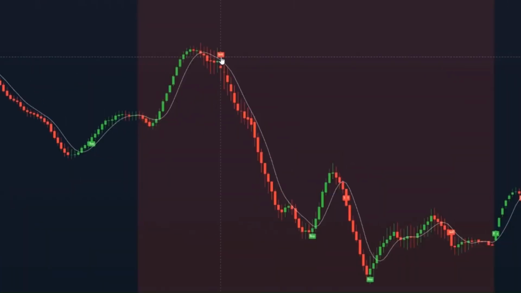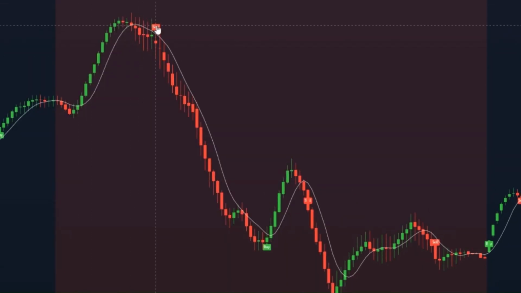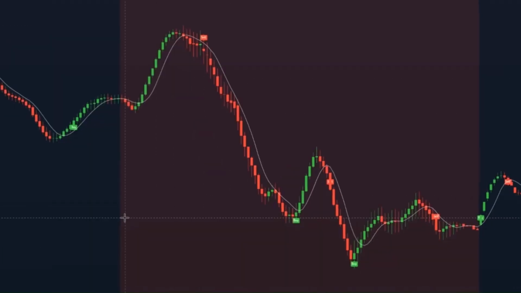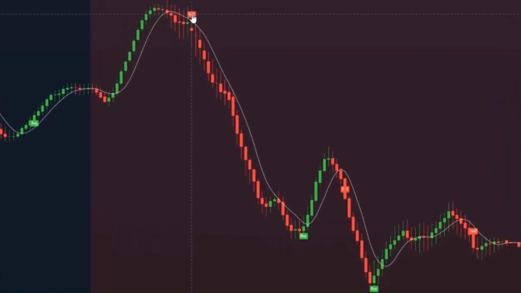Rule 2 for this strategy is to wait for the UT Bot Alerts signal to paint for a buy or a sell. Now each day we will only be taking the first 3 UT Bot Alerts signals. So as soon as the New York session starts, we will be taking the first 3 trades that the UT Bot Alerts gives us.